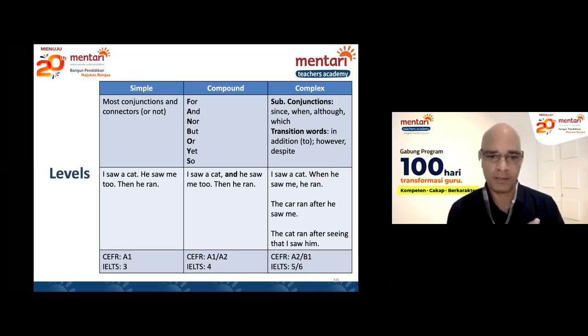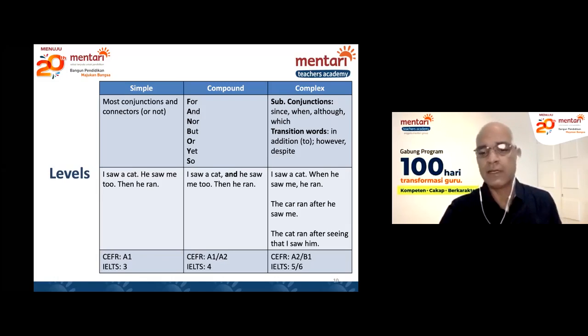Why is this important? Because when you look at language levels, the CEFR, or even IELTS scores, the amount of simple, compound, and complex structures that writers use may affect their score. For example, it's impossible for you to get a 5 or a 6 in IELTS if you don't have enough evidence of complex structures, right?